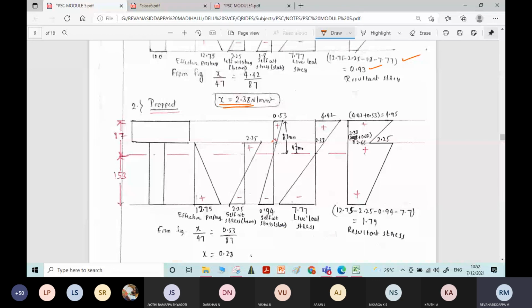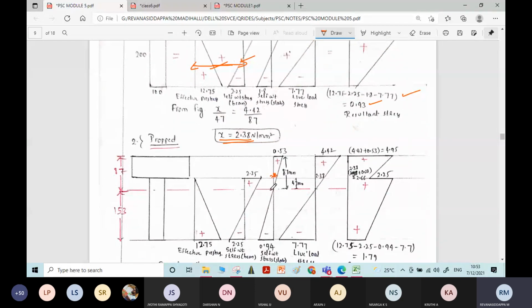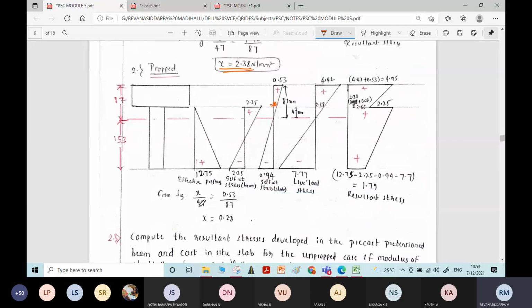This x distance: here also, whatever procedure I followed before, the same procedure I have followed here. x by 47 is equal to 0.53 divided by 87. x is equal to 0.28. So in the resultant stress diagram, 0.28 plus 2.38, whatever value you get, 2.66, that you have written.